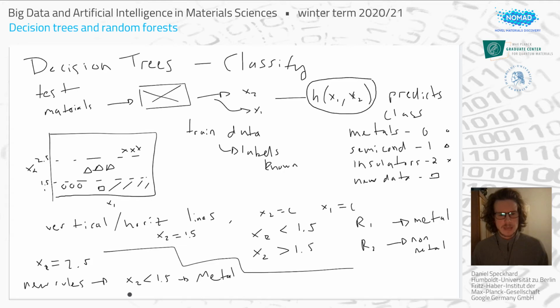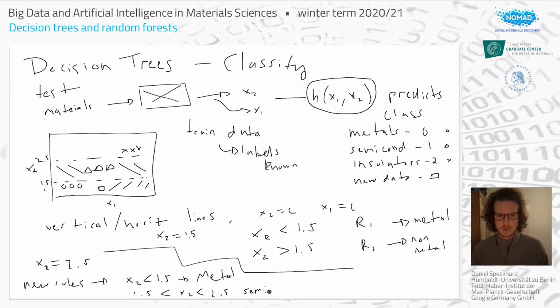Now what about the sandwich region of 1.5 less than x2 less than, what do we got here? 2.5, I said. 2.5. Let's call this a semiconductor. And the top region, so this is everything in here. Great, since we only have semiconductors in there, we'll classify it as a semiconductor.